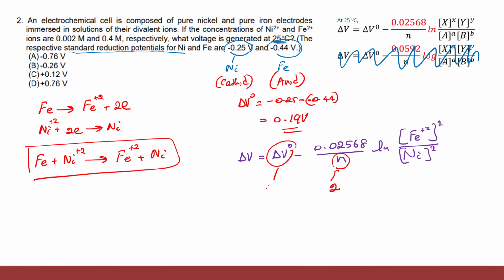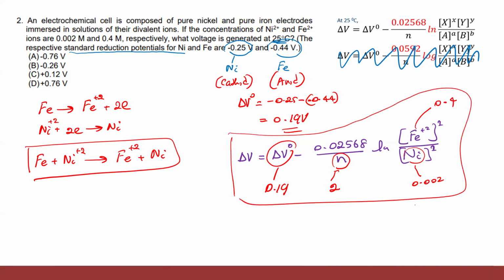This we found, 0.19. This one is given to us, which is 0.002. This is given to us, 0.4. So we know everything. You put these values in the calculator and find me the delta V and find me the right answer among the A, B, C, D. They're both the same.